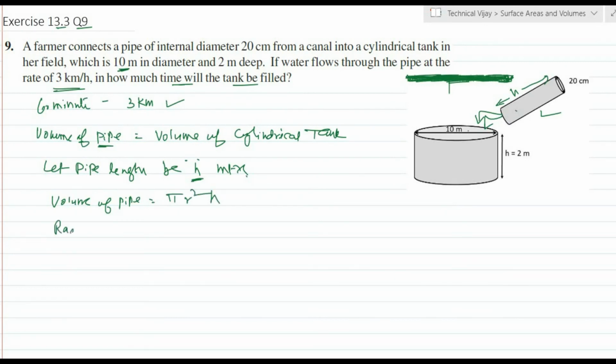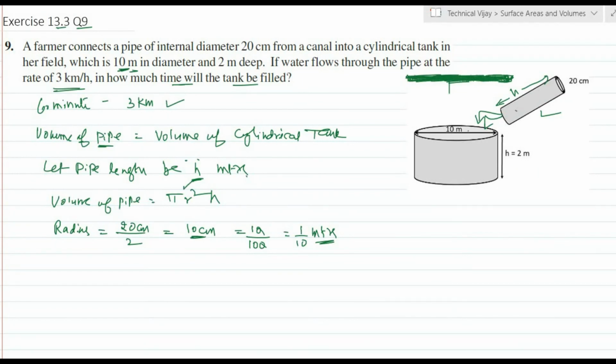20 centimeter is the diameter. So the radius is equal to 20 centimeter divided by 2, which is equal to 10 centimeter. All here is in meters, so we can convert this into meters, that is 10 by 100. So this is equal to 1 by 10 meters. So this is the radius.